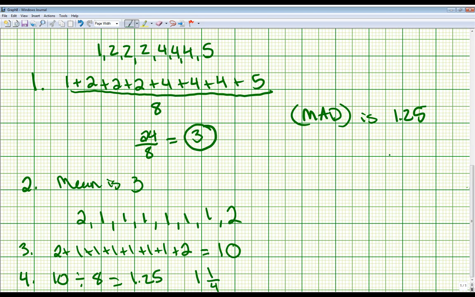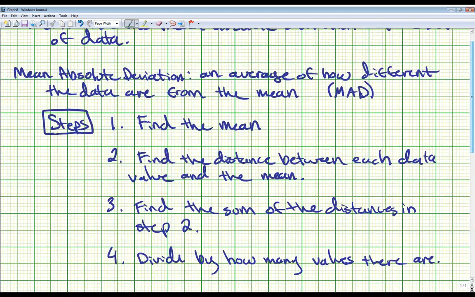So pause the video now and go ahead and follow the same steps that we did up here. Find the mean, then find the distance between each data value and the mean, then find the sum of the distances in step 2, and then divide by how many there are on the list. So go ahead and do that. Pause the video.